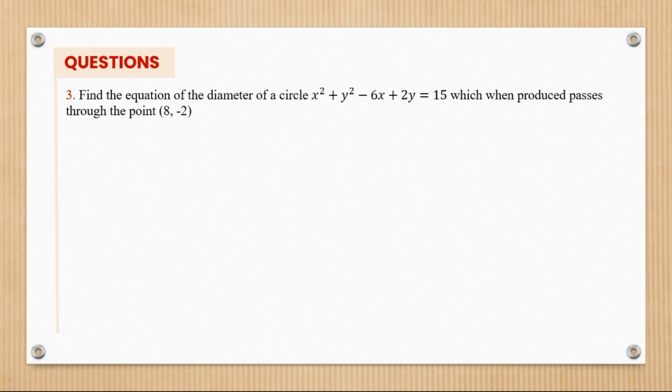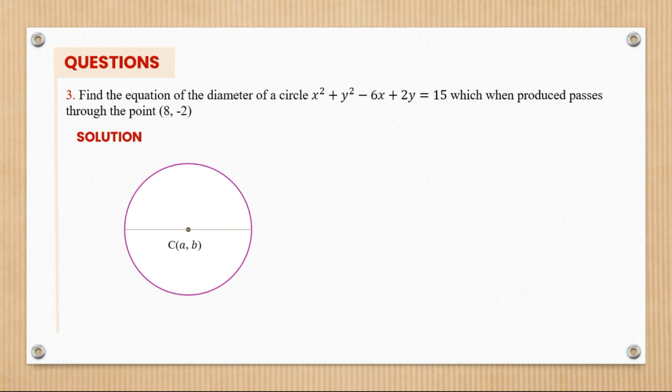So it passes through a certain point, but we don't know the equation of the diameter of the circle, and that's what they're asking for. Let's first sketch this. So that is the diameter. Then the center is (a, b).